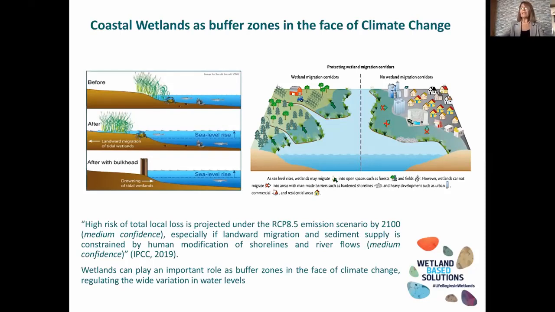Et d'après le GIEC, il y a un risque élevé de perte locale totale dans le scénario d'émission RCP 8.5 d'ici 2100, en particulier si la migration vers les terres et l'apport de sédiments sont limités par la modification humaine des rivages et des débits fluviaux à cause des barrages. Et cela est illustré par ces deux figures en haut.